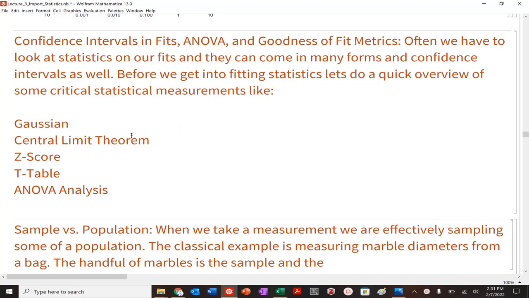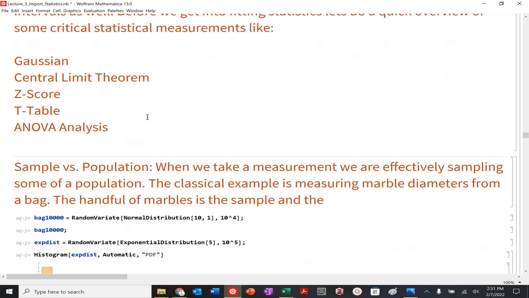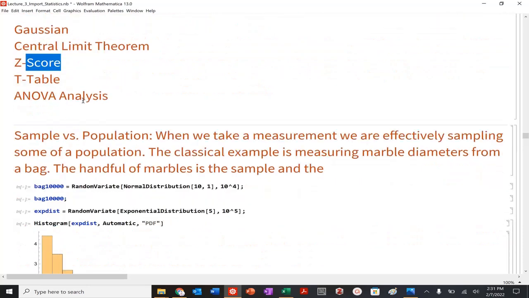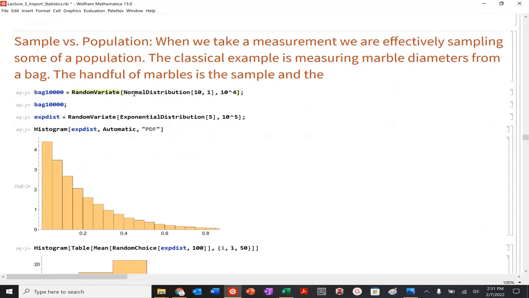So we're going to start off with some of the basics. Again, it's a quick overview just to get you going, and then in other courses you can supplement this as well. So we're going to be looking at terms like Gaussian, central limit theorem, z-score, t-tables, ANOVA analysis, et cetera. So first thing, sample versus a population.